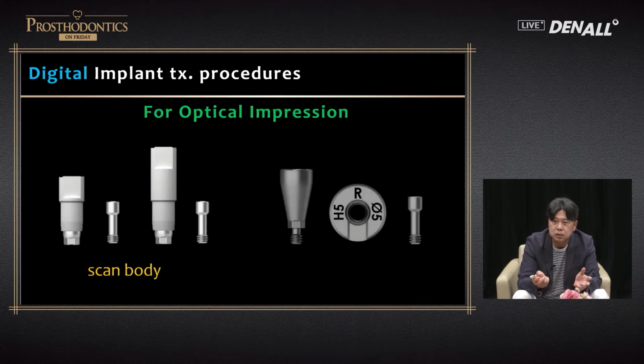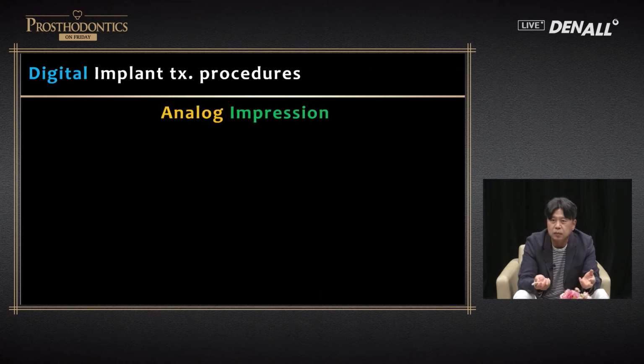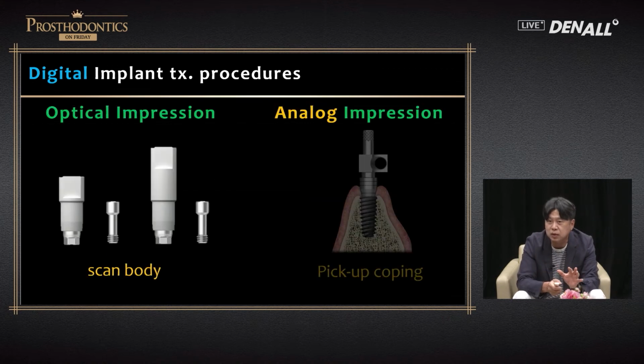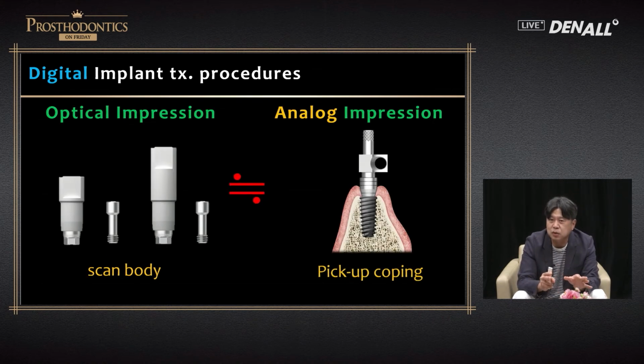Osstem has two types, scan body and scan healing. As I said before, pickup impression coping and transfer coping are used for analog impression coping. One is for accurate impression and the other one is for easy impression.